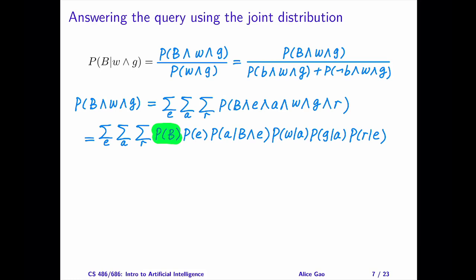We can make a similar observation for E, A, and R. Take R as an example. Most terms do not have R in it, yet these terms are inside the summation over R. So we have to calculate the product of these terms twice, once for when R is true and once for when R is false. If we take these terms outside of the summation over R, we only need to calculate their product once.